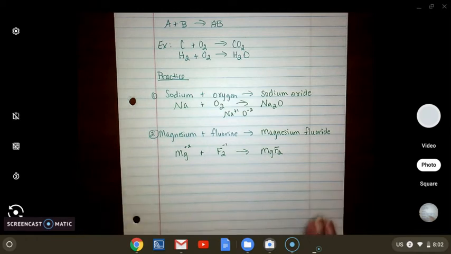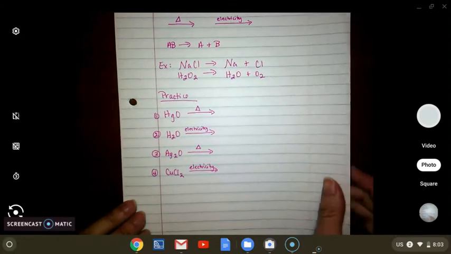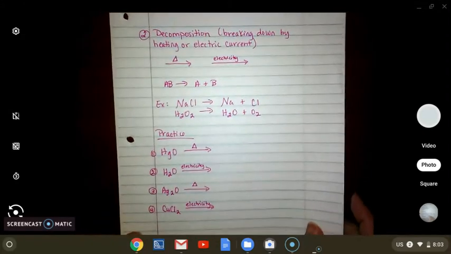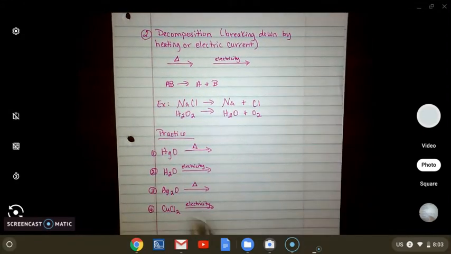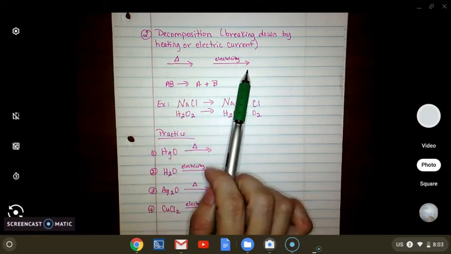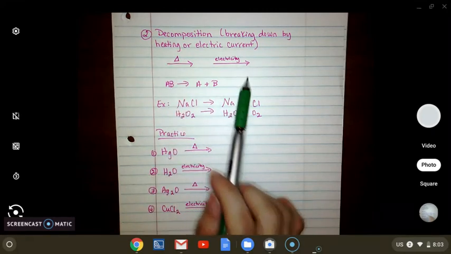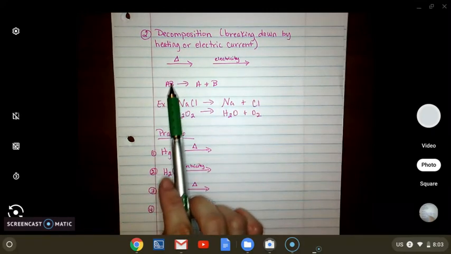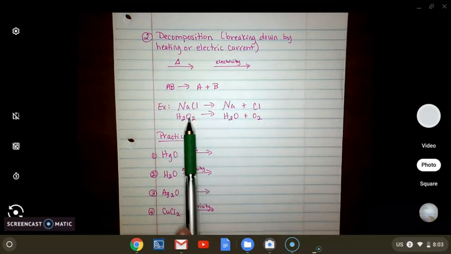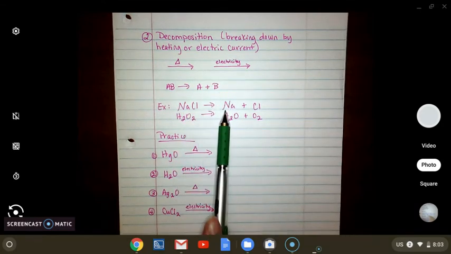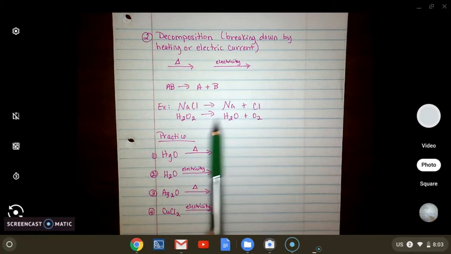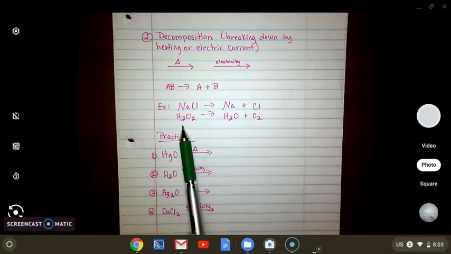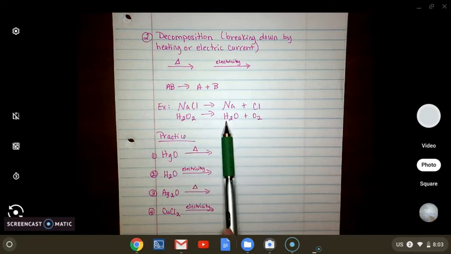All right, the next one we have is decomposition. And just think about the word itself. Decomposition means to break it down. Think about when things decompose. Heat and electricity help with decomposition. So you start with one thing and you break it down. So for example, you have sodium chloride, which breaks down to sodium plus chlorine. And then you have hydrogen peroxide, which breaks down to water and oxygen.